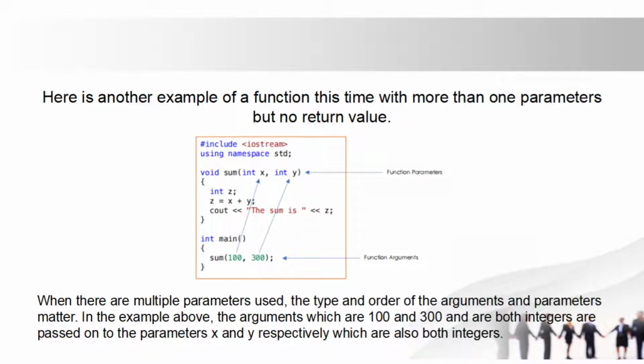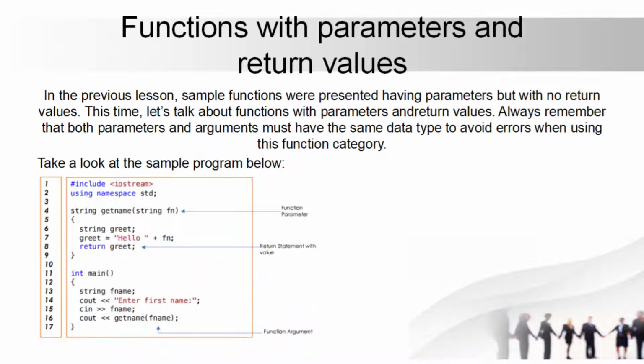Here is another example of a function, this time with more than one parameter but no return value. When there are multiple parameters used, the type and order of the arguments and parameters matter. In the example above, the arguments, which are 100 and 300, both integers, are passed onto the parameters x and y, respectively, which are also both integers.